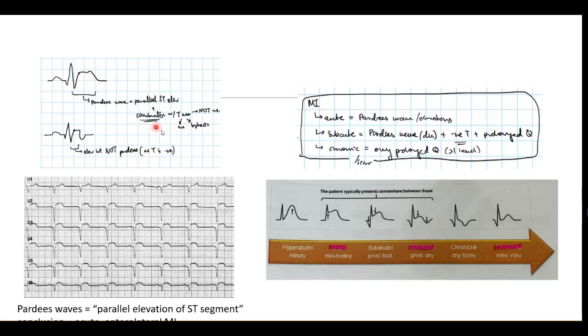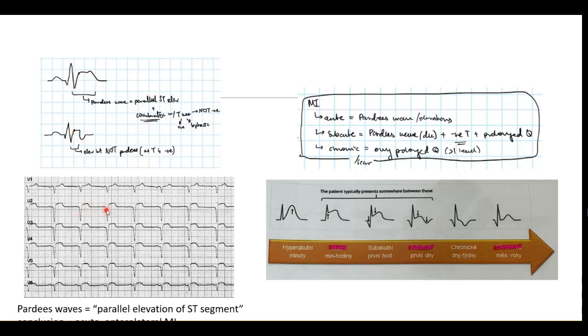In this case, the T wave is positive. It will always have to be positive in a Pardee's wave, or it could be pre-terminal positive, biphasic, something like that. But the point is that the T wave is sort of combined with the ST elevation. So for example, over here, you have a QRS. This is your J point, which is elevated for sure, but you can see that the T wave is negative at this point. This is not a Pardee's wave.